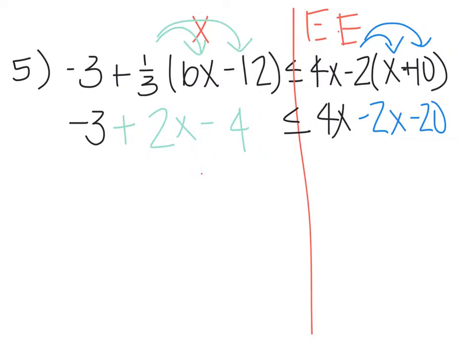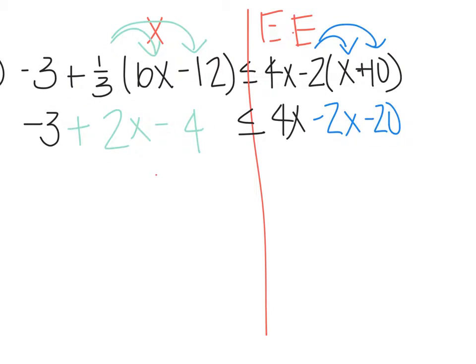So looking for what needs to move. The first thing I'm noticing that needs to move is I have this -3 here on the left. It doesn't have an x with it, so it's going to become a +3 on the right when I move it over. And I'm looking to see what else is on the wrong side.